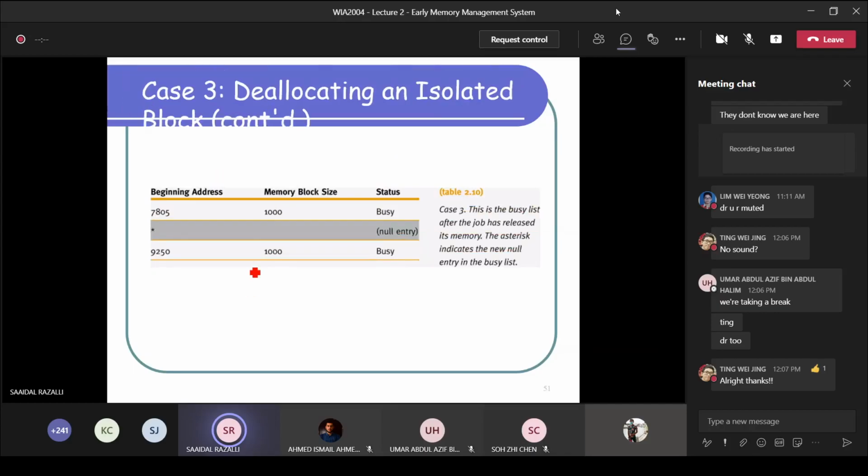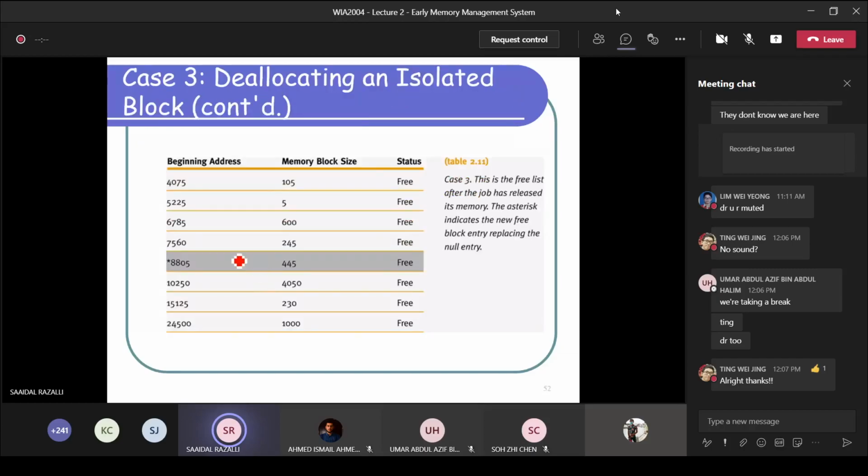So what you do here, the busy one, you put as a null entry, 7805. When it is already de-allocated or finished job processing, you mark it as a null entry. And from the location of 8805, you put 445. Those 445 memory spaces are already empty, de-allocated, already free.